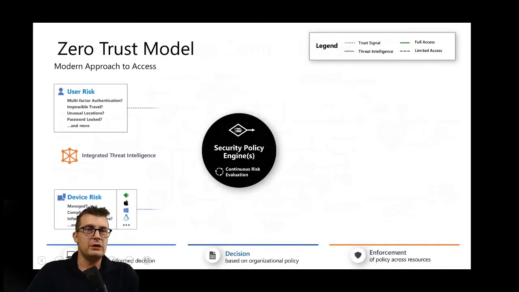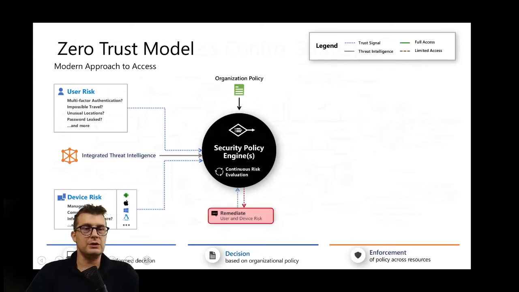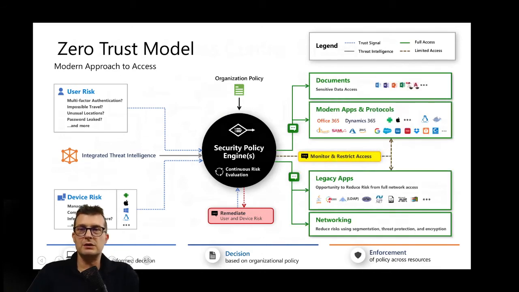So there is a zero trust model. This is an overview of the zero trust model, not Microsoft's specifically but the general one. There is user risk, device risk, the security policy engine, and the assets that we are protecting. There are signals, decisions based on policy, and then enforcement of policy across all the resources, whether these are documents, apps, protocols, legacy systems, networking, or whatever it is.